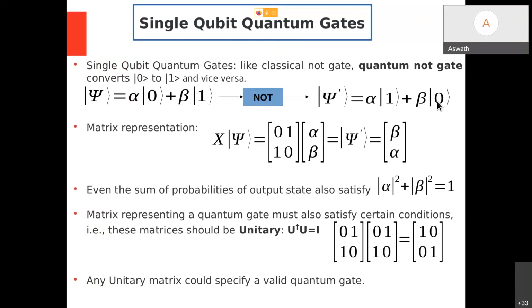The first operation which could come into our mind is the NOT operation. So if I send a 0 into a NOT gate, it will convert to 1. Or if I send 1 into NOT, it should become 0. So it's a negation. So the question is, is there a NOT gate in quantum computation? Okay, if it is there, what kind of operation would it have?